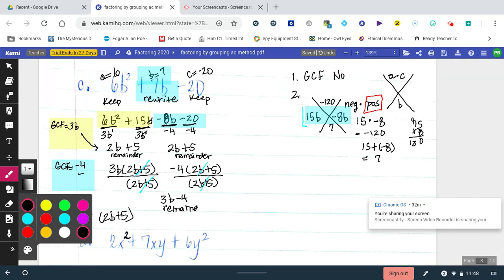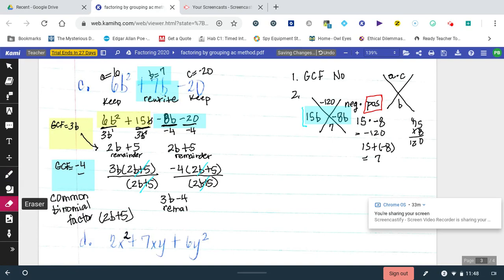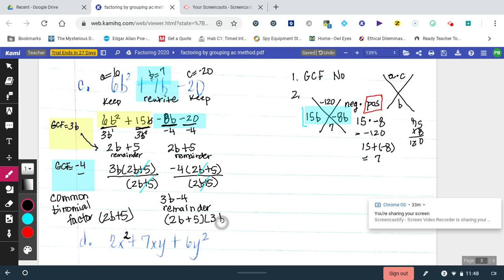Now all you want to do is put your GCF, your common binomial factor, with that remainder. Your common binomial factor is 2b plus 5. And you're going to put it with your remainder, which is 3b minus 4. Okay, so this is your answer. And that's all you do.